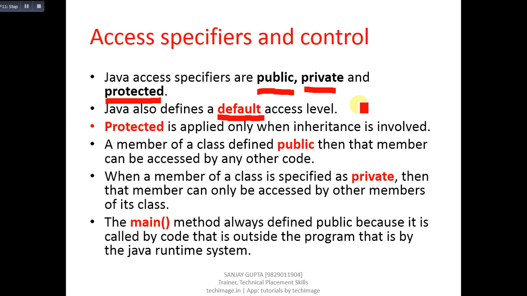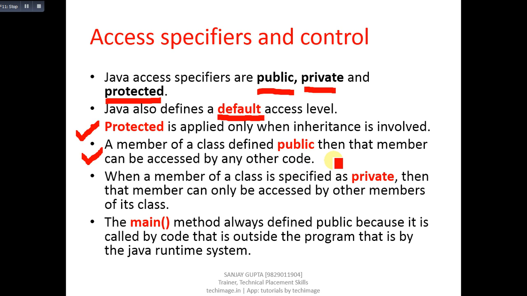Protected is applied only when inheritance is involved. Protected means if you implement some features as protected in a particular class, then those features can be inherited in another class, but they cannot be accessed further. A member of a class defined public can be accessed by any other code. So public can be accessed within the class, outside the class or through the main function.